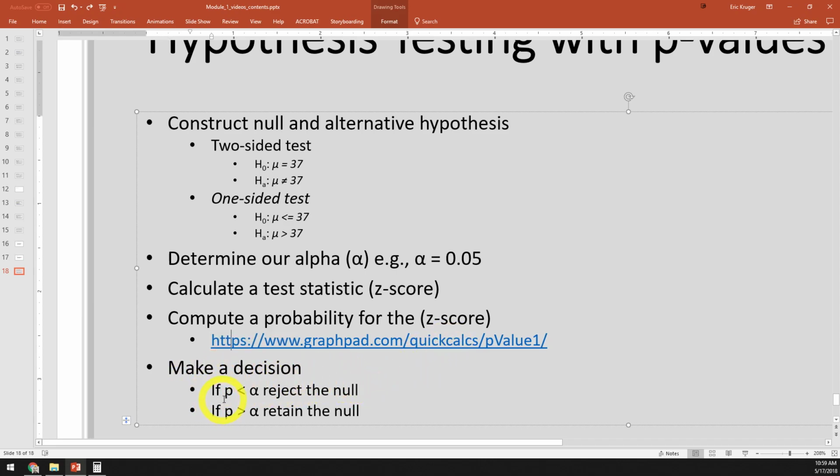And then you're going to make a decision. So if your calculated probability based on the z-score is less than alpha, you're going to reject the null. If your probability is greater than alpha, you're going to retain the null. That's our decision rule that we're going to use.